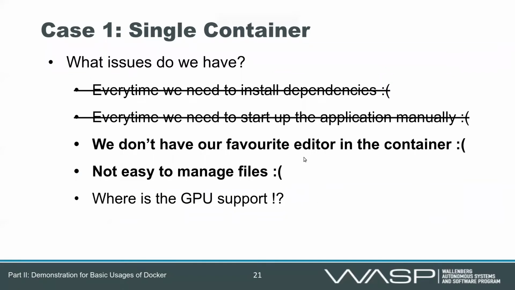We have already addressed the first two issues. Now using Docker commit or Dockerfile, we are able to define or install the dependencies directly for our own image. And then we can also start the application manually. But the thing is, we don't have our favorite editor if we want to modify some source code directly, right? It's not convenient to build your image every time you modify a single line of your code. And also it's not easy to manage files.